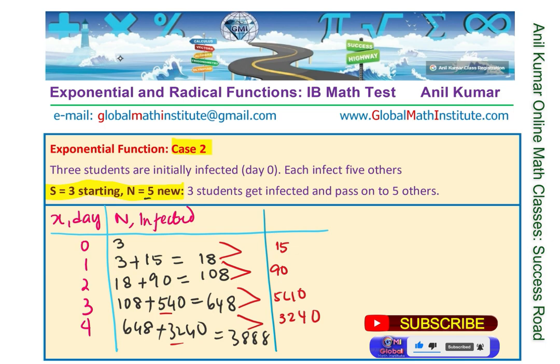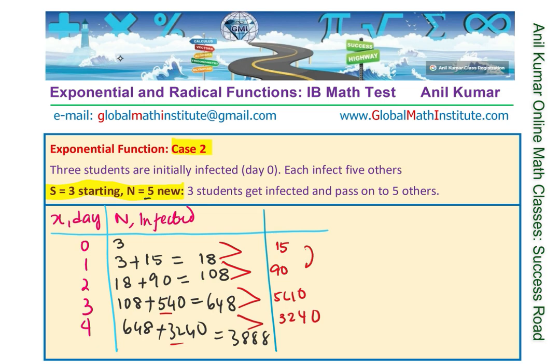And you see the ratio 90 by 15 is 6, correct? And this ratio 540 by 90 is also 6. So we are going rapidly with 6. So this is an exponential function. Base is 6. You get the idea. Exponential function with a base of 6, correct?